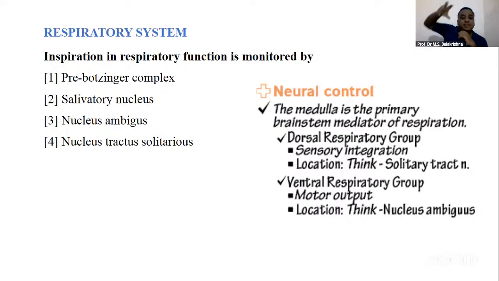So basically in the medulla, there is a dorsal and ventral group of neurons. One is the stimulator, another one is the inhibitor. So this is nothing but the nucleus tractus solitarius. So that is the answer for your inspiration.